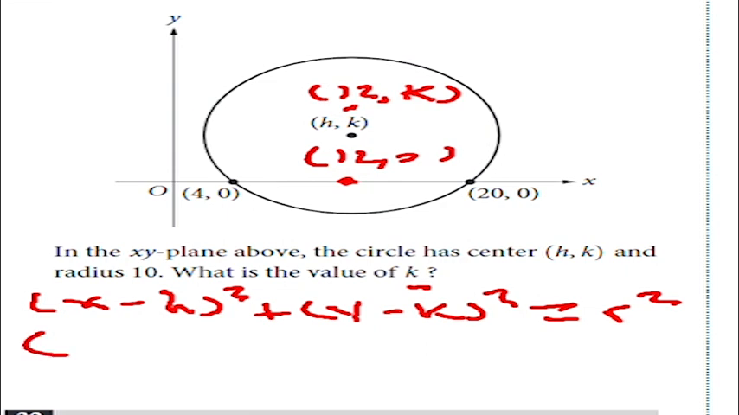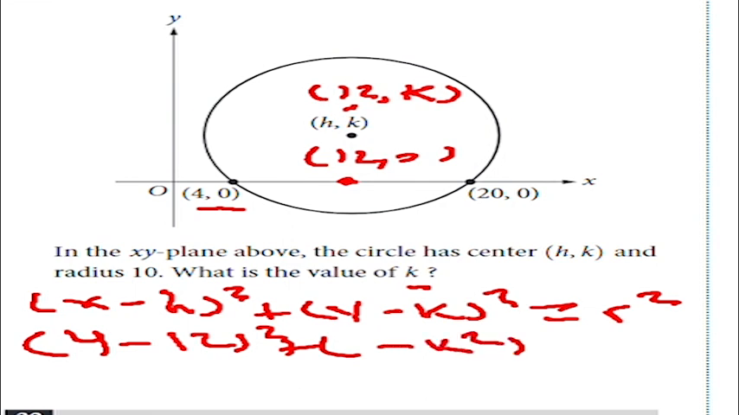So I'm going to use this coordinate just because it's easier. I'm going to say (4 minus our h, which we said is 12) squared, plus our y is now 0. So I'm not going to include it. You can if you want, if it makes it easier, but I'm just going to put negative k squared because we don't know it yet. And our r squared, our r is 10, so we're going to have 100.